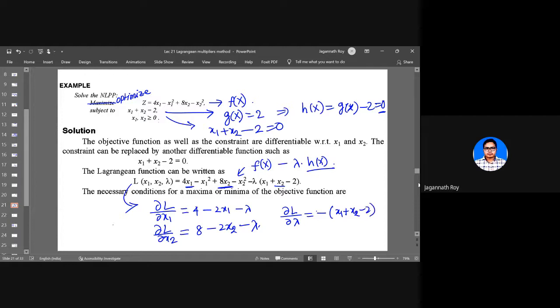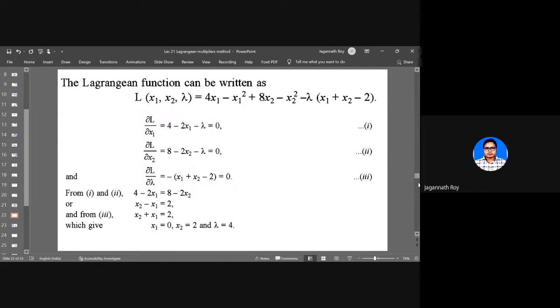At a stationary point, we'll make them 0. If you make them 0, then we have 3 equations and 3 unknowns, so we can find a unique solution. Let us solve and find the solutions. So we get x1 equals to 0, x2 equals to 2 and lambda equals to 4.